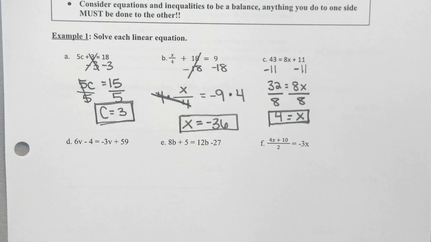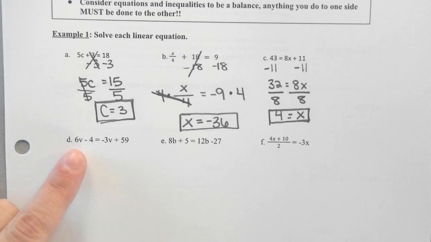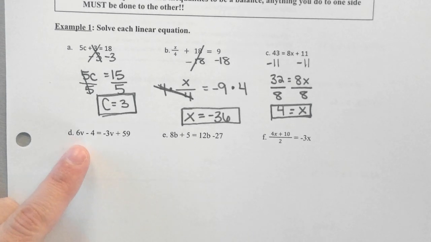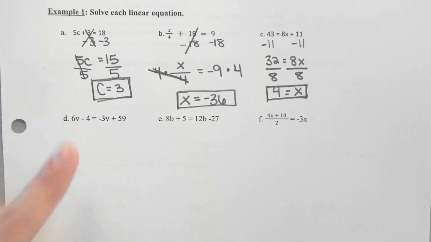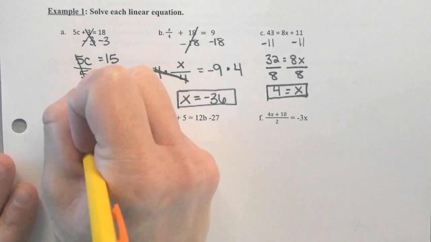Let's look at the next one. We've got variables on both sides. But good news, they're not going to cancel out like the ones in the warm-up. So that's bonus. Let's move our variables together first. How can I do that for part D? What could I do? Plus 4. I did plus 4 first. You did plus 4? That's fine. We can do that.